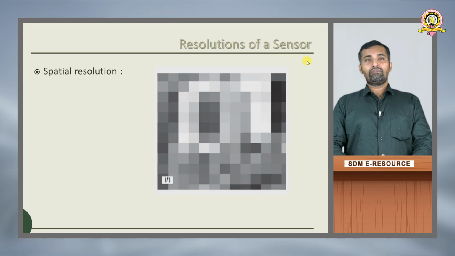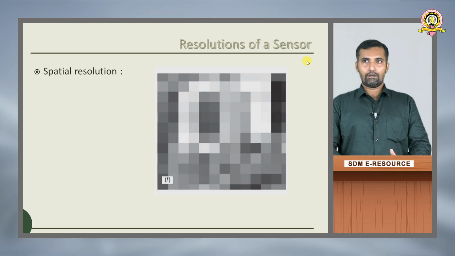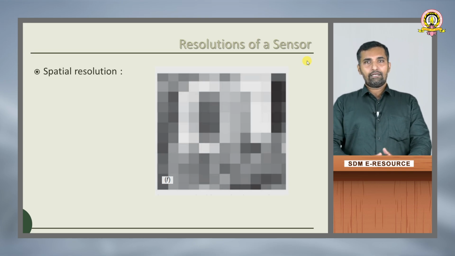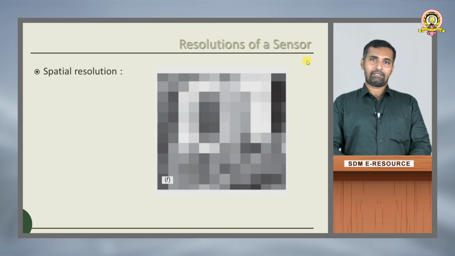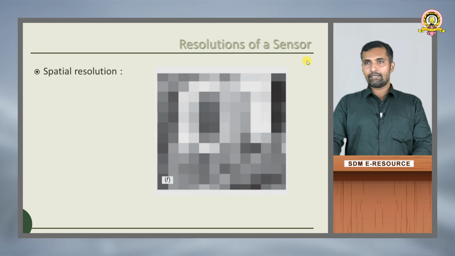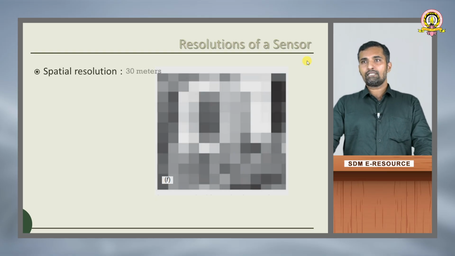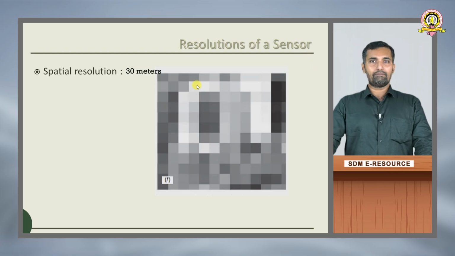Now we will talk about various resolutions of the sensor. The first one, very important and easy for everybody to understand, is the spatial resolution. What is spatial resolution? In layman's words, spatial resolution is the size of the pixel of the image, in other words, the smallest size of the object that can be resolved in the satellite imagery. For example, the spatial resolution of this image is 30 meters. That means the pixel size of this image is 30 by 30 meters.